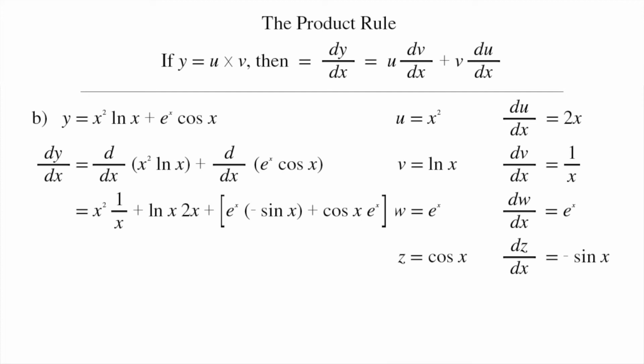So we have an answer, but it's important to always finish off by simplifying your answer as much as you can. In this case, x squared times 1 over x is just x, and we can factor an e to the x out of the last two terms. So our final answer is x plus 2x ln x plus e to the x times cos x minus sine x.